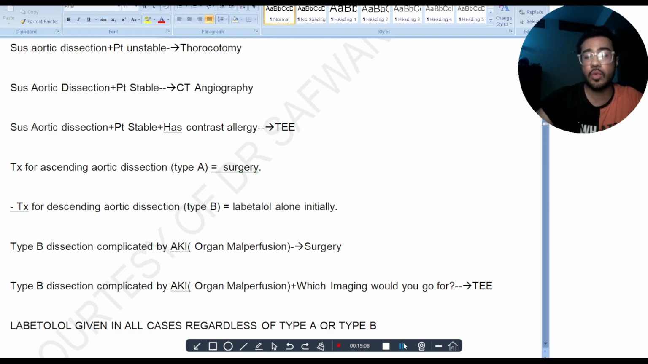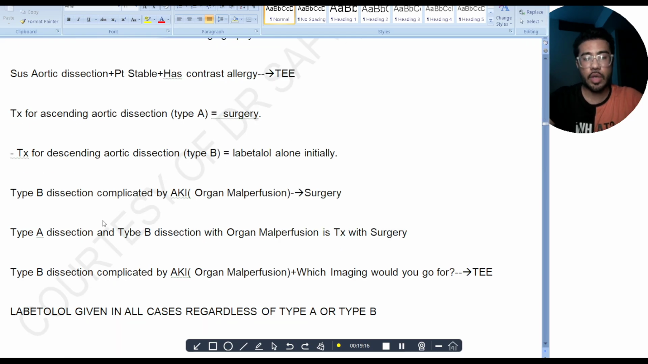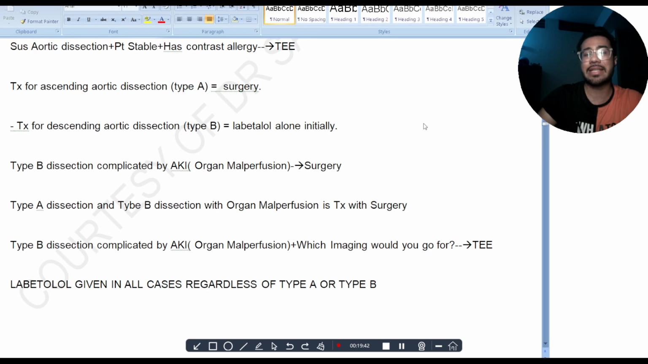I'll write it down here for you guys because the summary really helps. It's a lot of information, and if you just get the summary down, it's the end. So I've written down a summary as well. Type A dissection always, and type B dissection with organ malperfusion, is treated with surgery. When it comes to what diagnostic modality you are going to use, it depends on whether the patient is stable or not. Whether you go for surgery or just labetalol initially depends on the type of dissection.